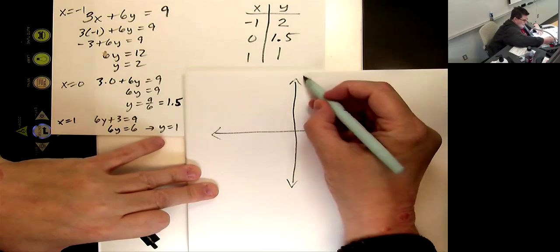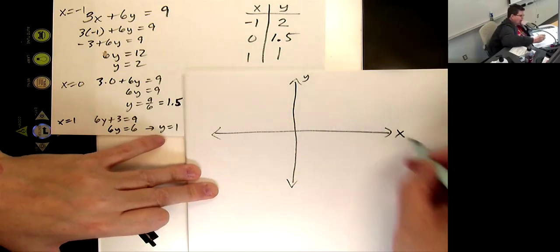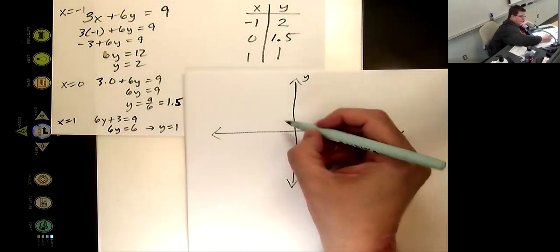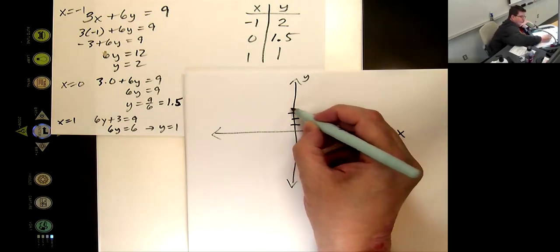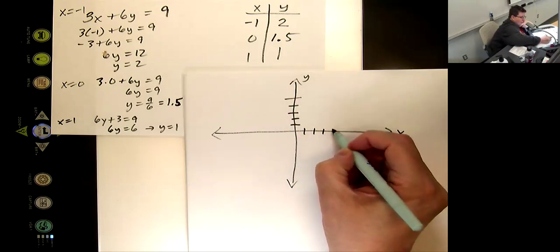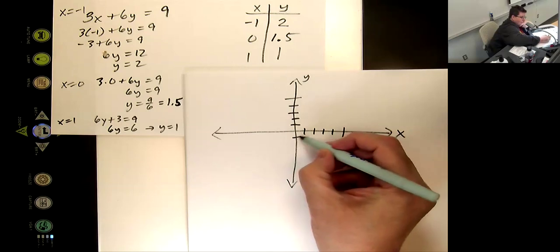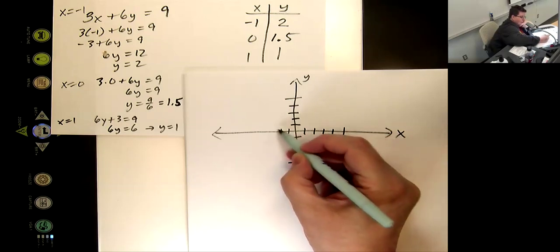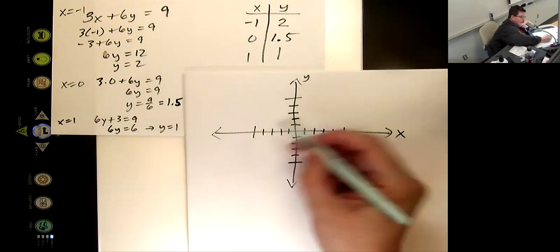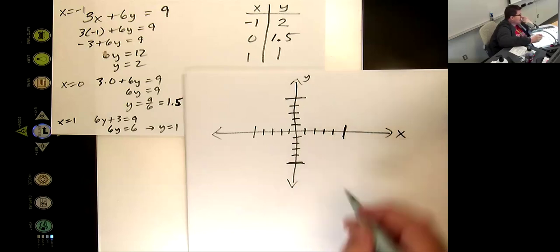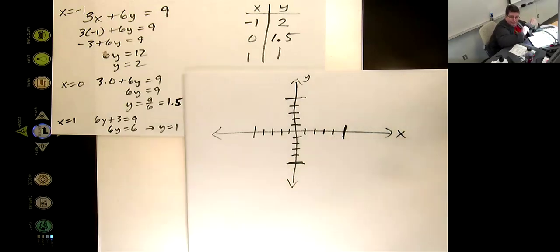This is called the y-axis. That's the x-axis. If you're using graph paper, it's a little bit easier. If you're not, you kind of want to do little hash marks to show stuff. I tend to make every fifth one larger. It's a little bit easier to see what's what when you're looking at it.